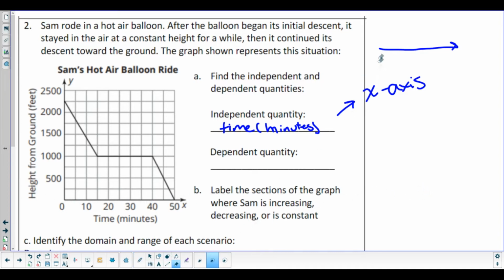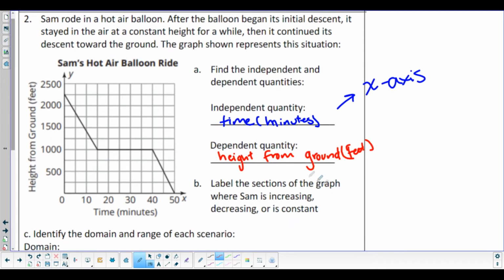Okay. And if the independent quantity is on the x-axis, well, that means the dependent quantity is going to be on the y. And that makes sense too. It's our output, right? It's the thing that's changing. And so our height from the ground is going to be the dependent quantity. And I guess that's in feet, use that however you will. Okay.